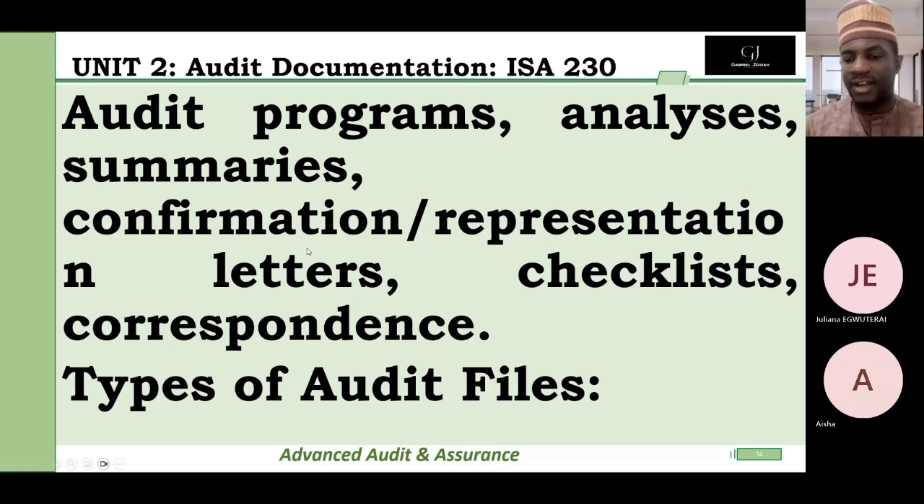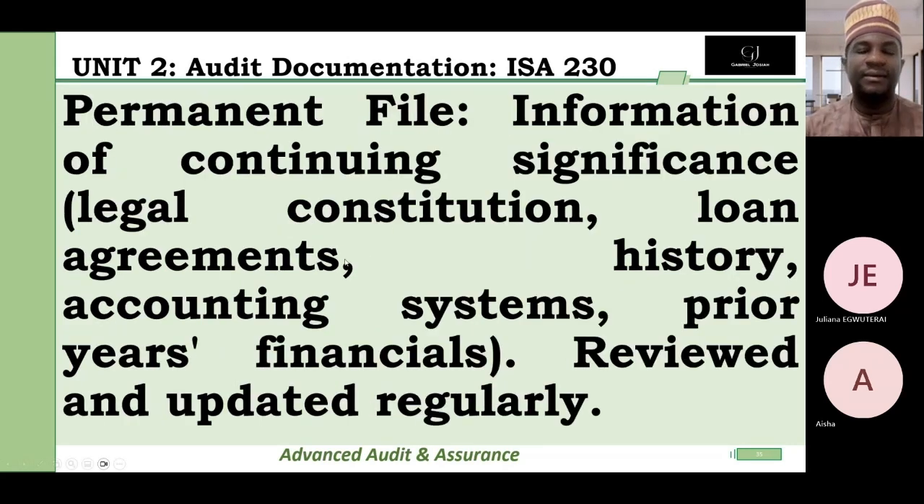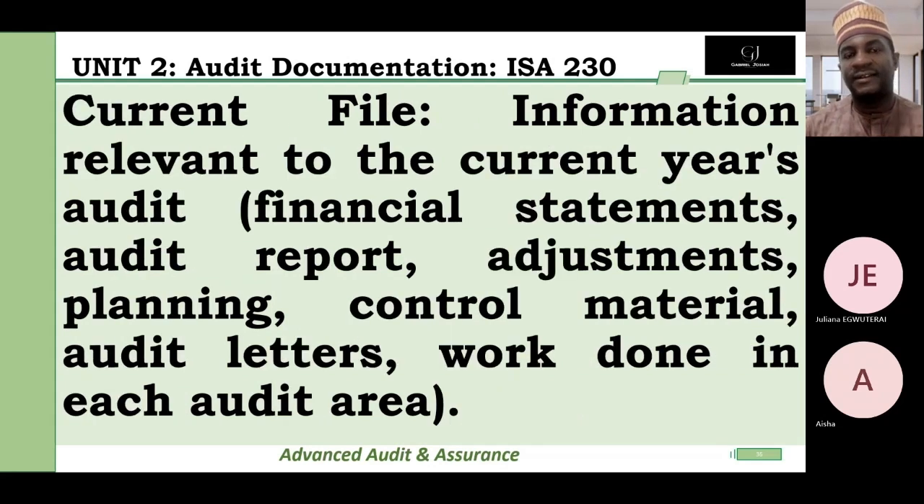So there are types of audit files. There's the permanent file. Permanent file is information of continuing significance. So the permanent file has documents like legal constitutions, loan agreements or contracts, the history of the firm, MEMATs, memorandum of association, articles of association, the accounting systems used, prior year financials that are reviewed and updated regularly. So this forms the permanent file.